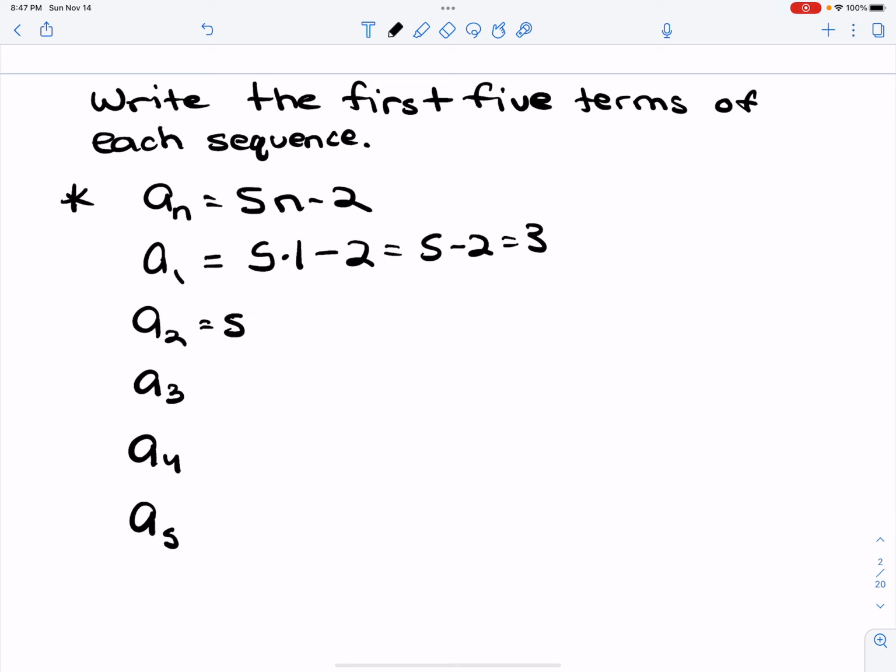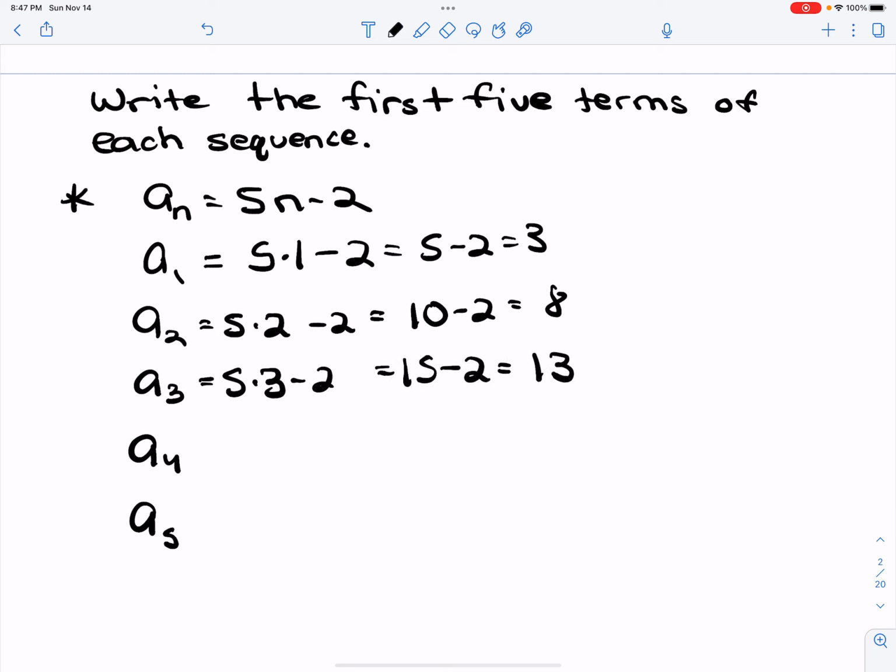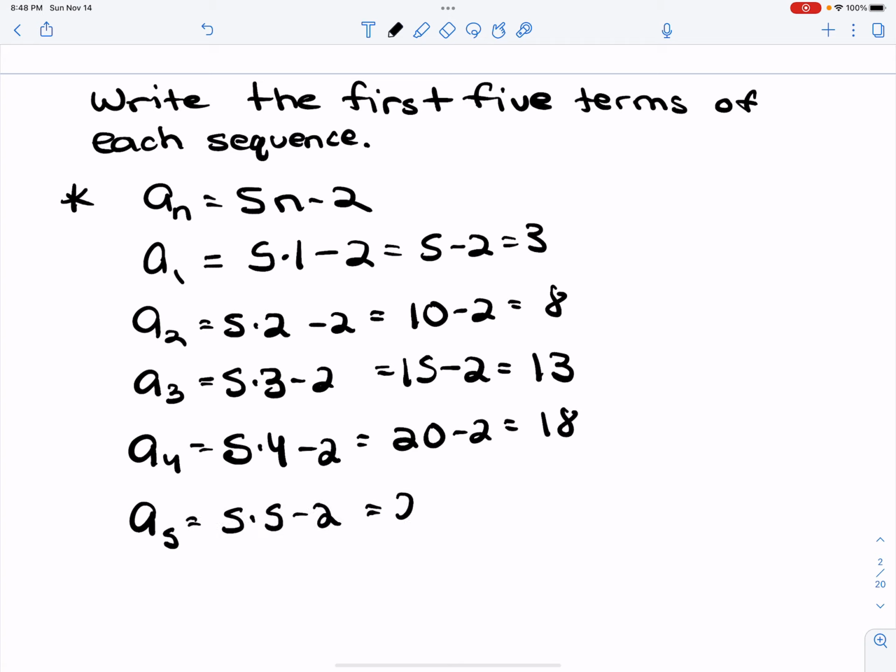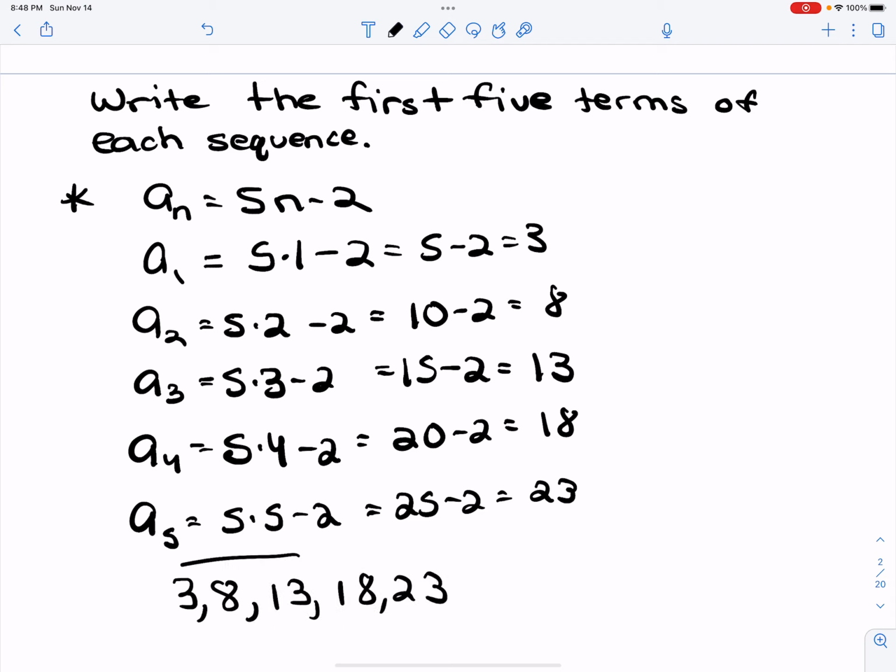A sub 2 becomes 5 times 2 minus 2, or 10 minus 2, which is 8. A sub 3 becomes 5 times 3 minus 2, or 15 minus 2, which is 13. A sub 4 becomes 5 times 4 minus 2, which is 20 minus 2, or 18. A sub 5 becomes 5 times 5 minus 2, which is 25 minus 2, or 23. So you would just list these as 3, 8, 13, 18, 23. That would be the first 5 terms in the sequence.